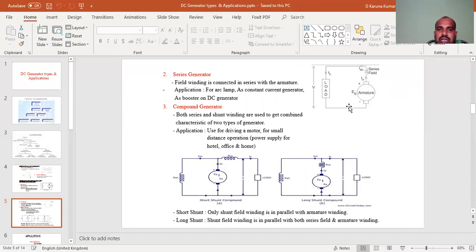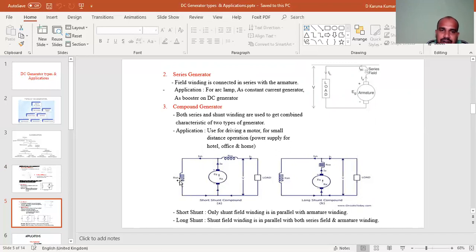The next one is compound generators. The compound generators are again divided into two types: the short shunt and long shunt. The short shunt generator means the shunt field winding is connected across only the armature winding. The long shunt generator means the shunt field winding is connected across the armature winding plus the series field winding. This is called a long shunt.